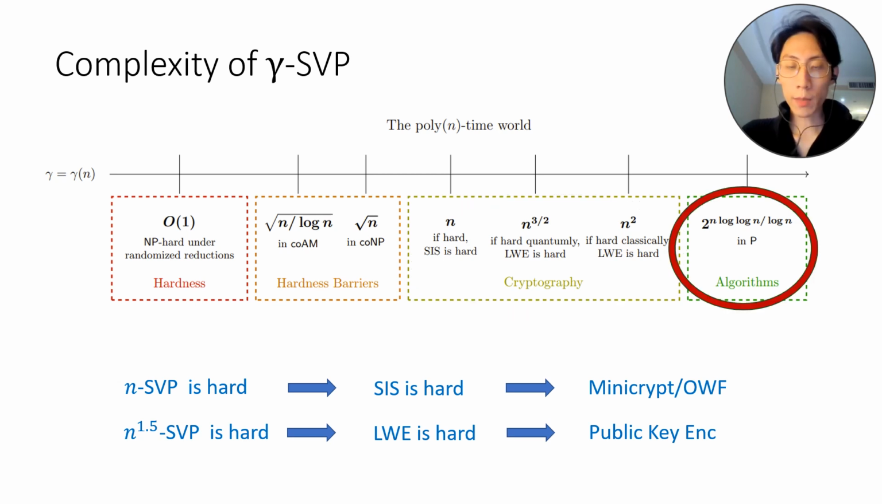Lastly, for algorithms that run in polynomial time, the best approximation factor that we can achieve is almost 2^n. So it shows that there are really limited things that we can do in polynomial time.